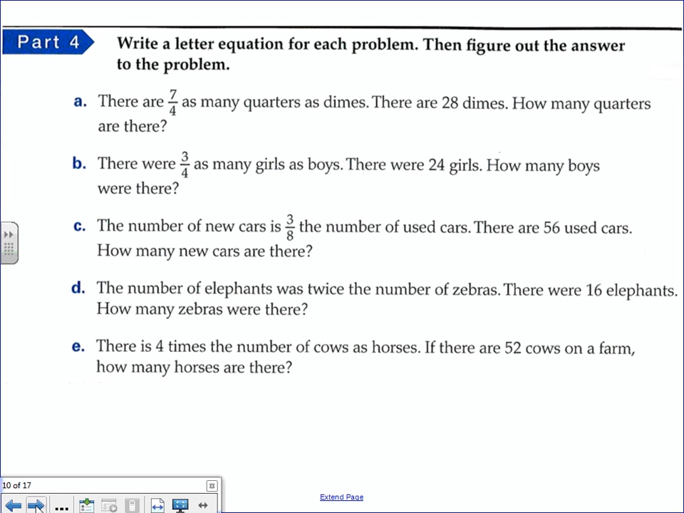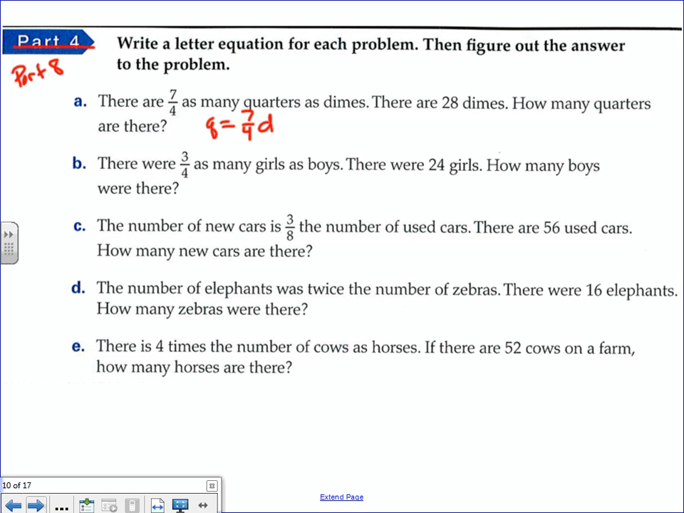We are going to do some more with part 8 right here. And on this part, we are going to write the equation and then solve it. So let's look at A here. There are 7/4 as many quarters as dimes. I can write my equation from that sentence right there. As many quarters, quarters comes first, so it's going to be Q equals 7/4. Remember, as many as here, your as's means you're going to multiply, and we're multiplying times D.